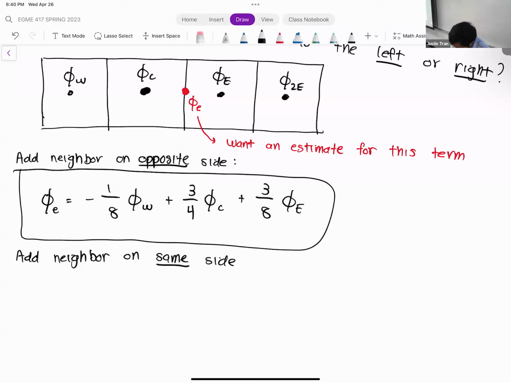And if we add the neighbors on the same side, we end up with the following. Phi sub little e, and now we're going to incorporate phi sub 2e. We have minus 1/8 phi sub 2e plus 3/4 phi sub e plus 3/8 phi sub c.